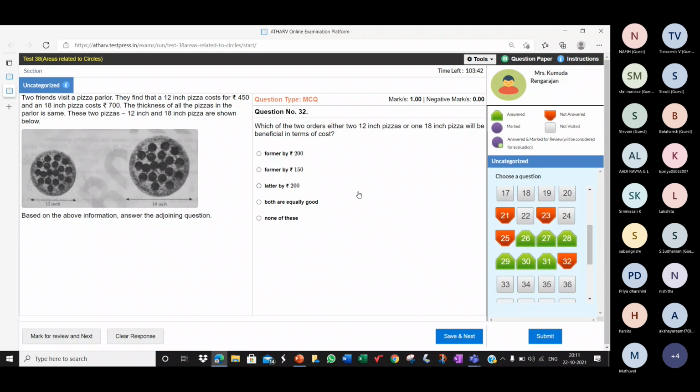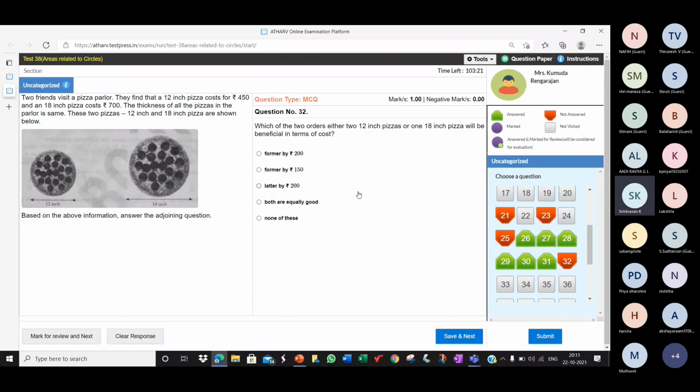That was in terms of quantity, children. Now this one. Which of the two orders, either two 12-inch pizzas or one 18-inch pizza, will be beneficial in terms of cost? In terms of cost, which one will you buy? Now we're not worried about the quantity.